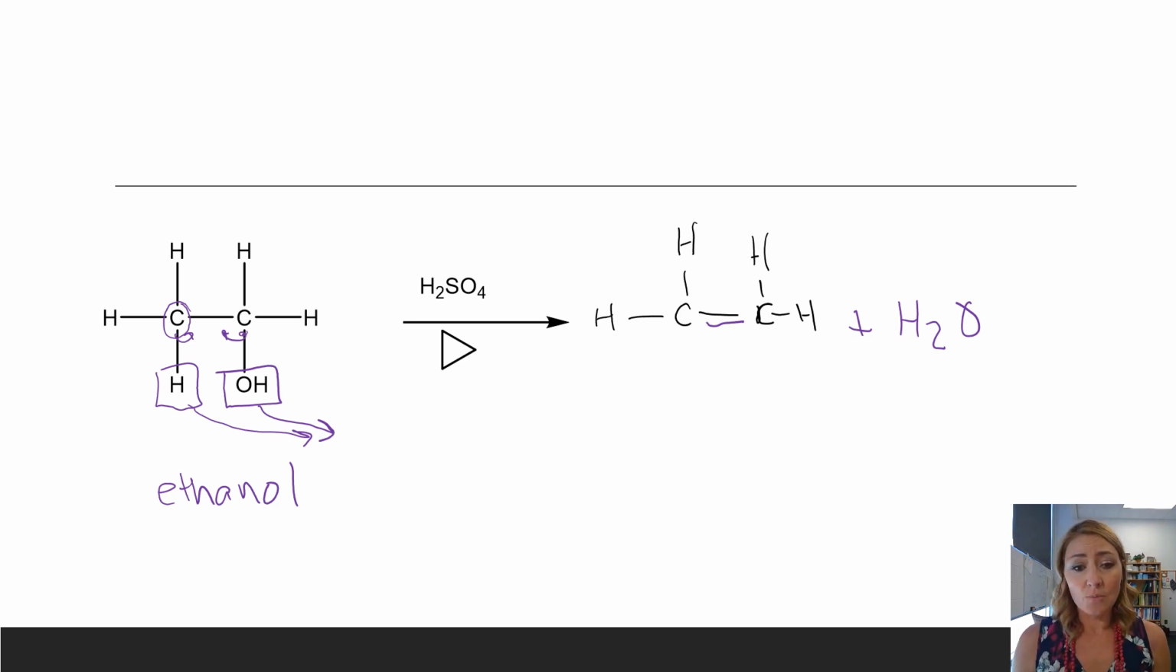All right, so what we formed is we started with ethanol, removed a hydrogen, and it didn't matter. I could have removed this hydrogen. I could have removed that hydrogen. It does not matter as long as it's a hydrogen from an adjacent carbon. So what we form is a 2-carbon alkene. So this is ethene and water.